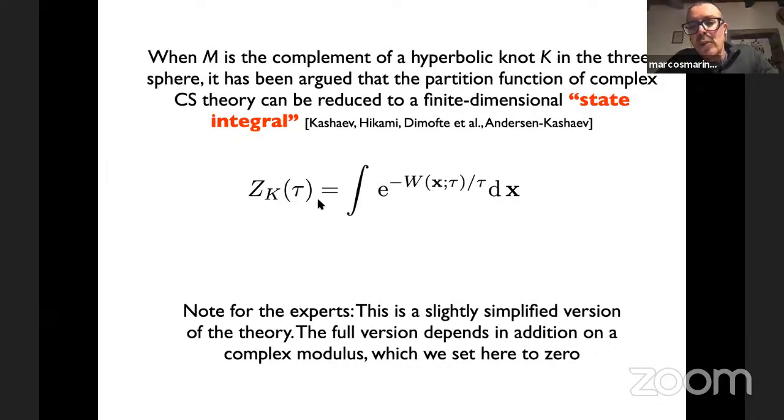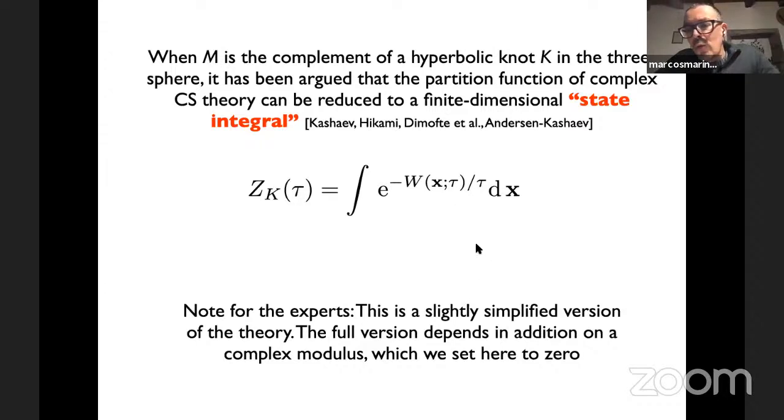So it's going to be a function of tau, but it's just given by an integral in which you have the sort of action, which depends on some finite variables x, and of a coupling constant tau. And this is itself divided by tau. So the only complication here is that this function itself depends on tau.